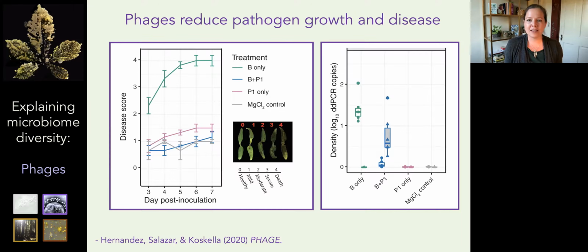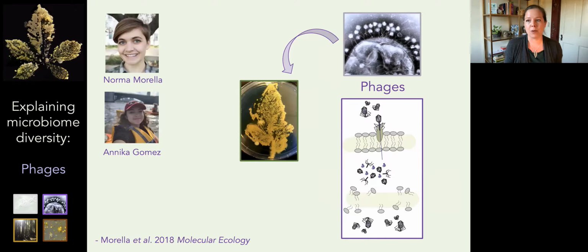Okay, so this is just one example. There's many pieces of evidence out there. This is one example of how phages can target a specific bacterial population, in this case a pathogen. But what role do phages play in the microbiome more broadly?